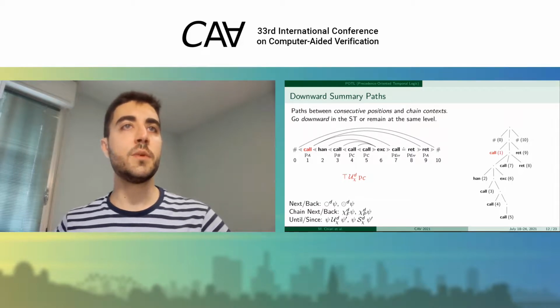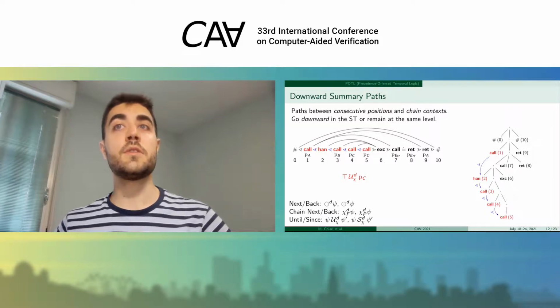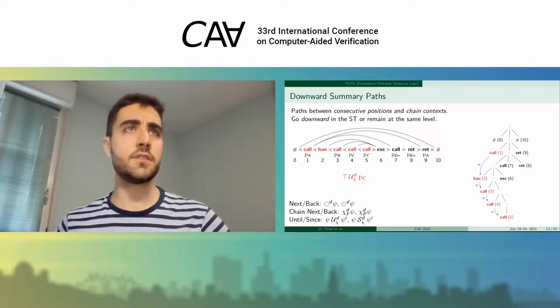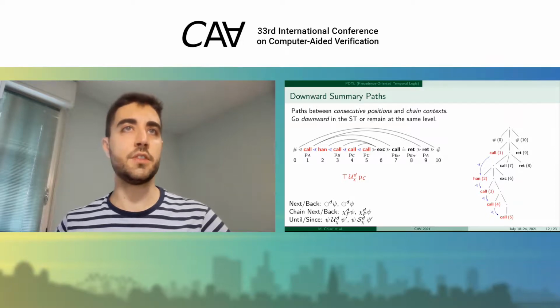So here, if we evaluate this formula, true until down PC, and we start from position 1, we have a path that goes then to position 2, to position 3, and to positions 4 and 5. And as you can see, it always goes along the linear order, and it also goes down in the syntax tree. So since from position 1 to 4, true of course holds, and in position 5, PC holds, so that's a call to procedure C, then this operator is true in position 1.